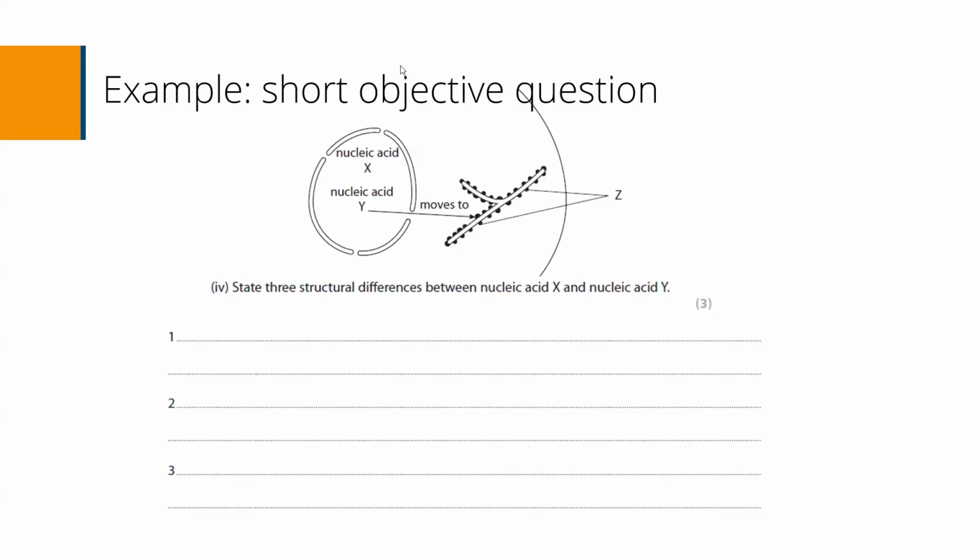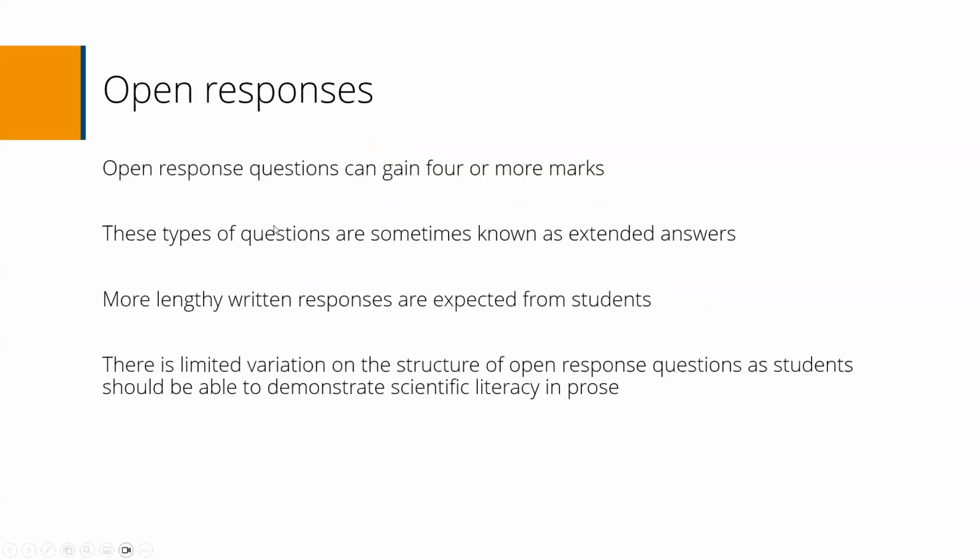The next sort of question then are open response questions. These are longer questions. They can carry four or more marks. The number of responses on any one question paper is flexible, although those carrying more than four marks tend to be limited, normally a maximum of two. There are fewer open responses on a question paper than there are objective and short answers.